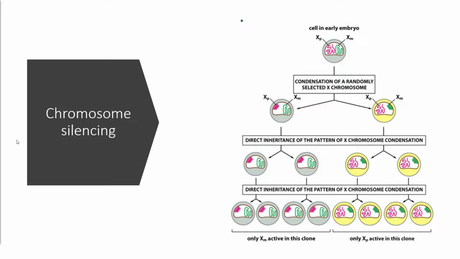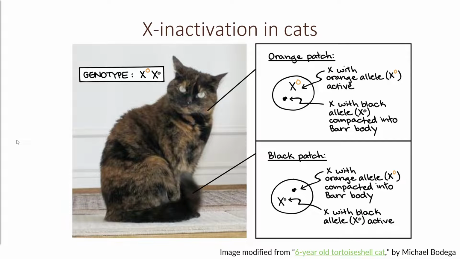So let's talk about what that looks like. A classic example of X inactivation is seen in cats. If a female cat is heterozygous for black and tan alleles of a coat color gene that's found on the X chromosome, she will inactivate her two X chromosomes at random in different cells during development. And so the result of this is a tortoiseshell cat pattern made up of alternating patches of black and tan fur. The black patches come from groups of cells in which the X with the black allele is active, while the tan patches come from cells in which the X with the tan allele is active.